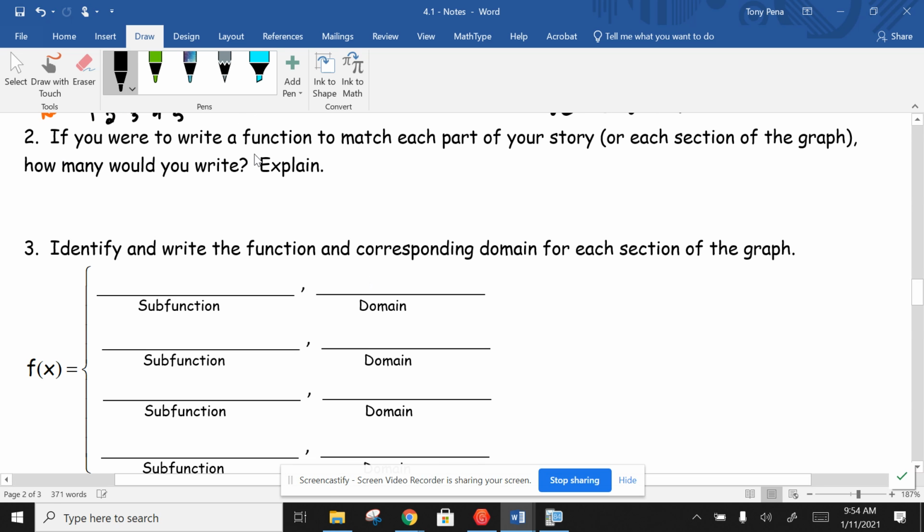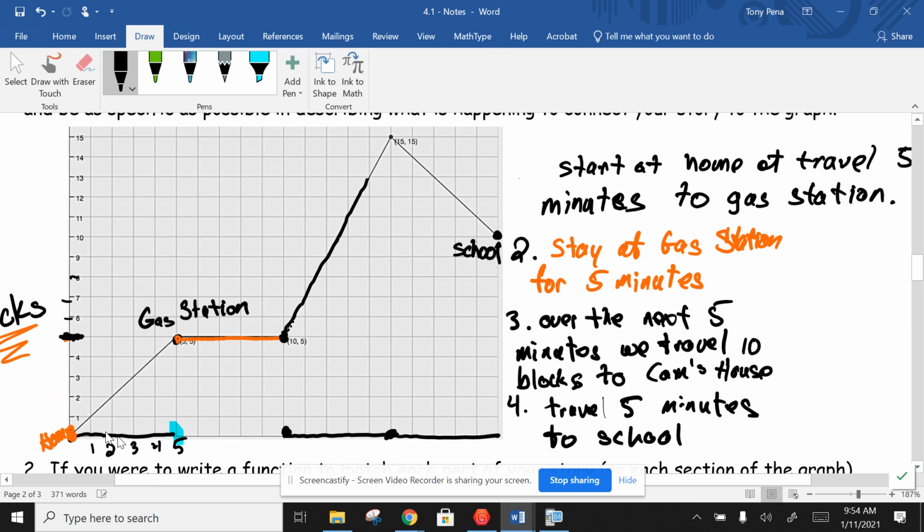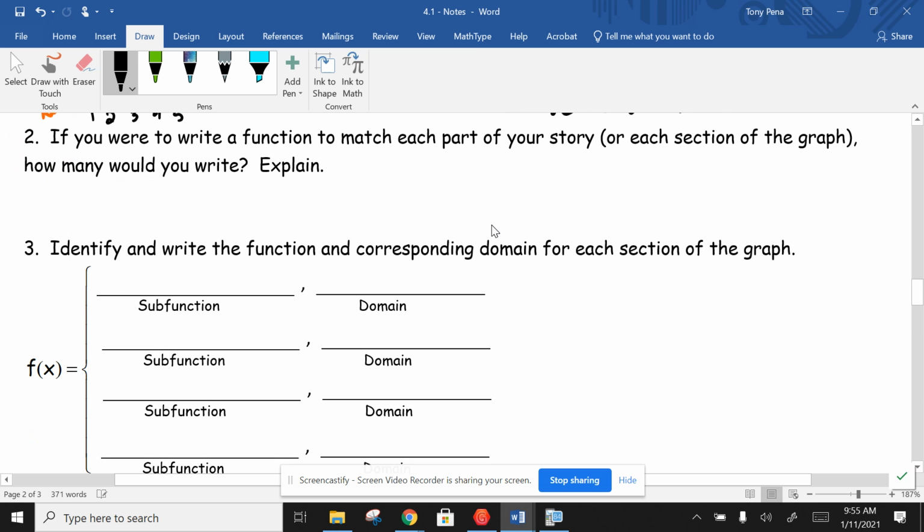All right. So now number 2. It says if you were to write a function for each part of this graph, how many would you write? It's kind of a giveaway if we just look at number 3 here. But if we look, don't we have 1 line, 2 lines, 3 lines, 4 lines right here? When we did all those piecewise functions at the beginning, we always had multiple pieces. This time we would need 4 different things. We travel from home to the gas station, we spend time there, and then we go from the gas station to Cam's, and then from Cam's to school.